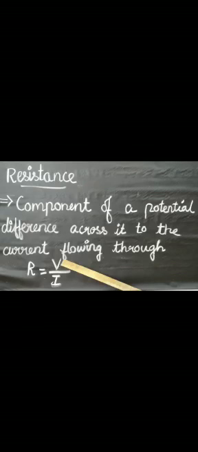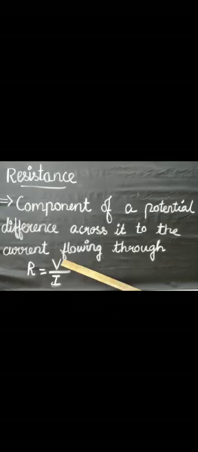Next we can see the resistance. What does resistance mean? Resistance of a component is the ratio of the potential difference across it to the current flowing through it. For example, we use the formula R is equal to V by I. R is resistance, V is volt, and I means current. The SI unit of resistance is ohm.